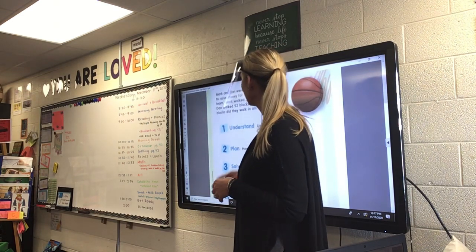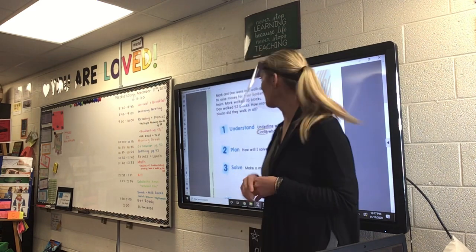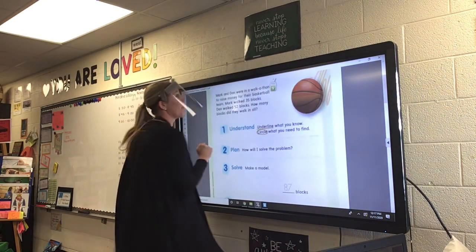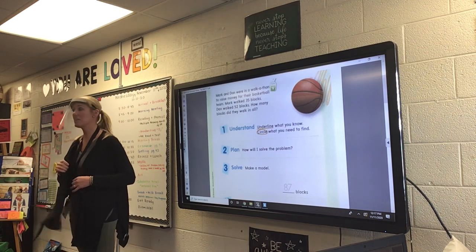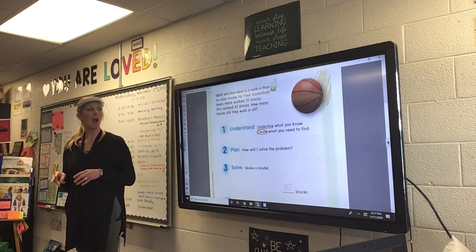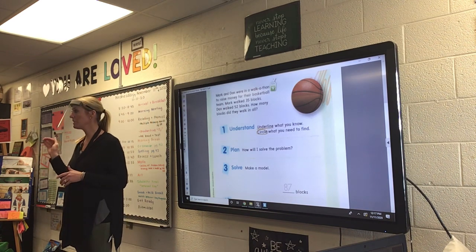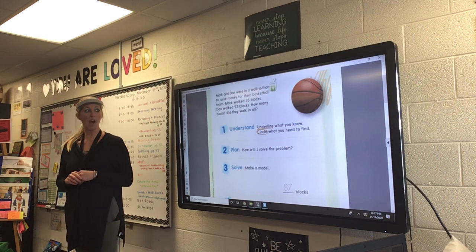And this is what we need to do. I will read the problem, and then we're going to follow the steps. Mark and Dan were in a walk-a-thon to raise money for their basketball team. Mark walked 35 blocks. Dan walked 52 blocks. How many blocks did they walk in all?